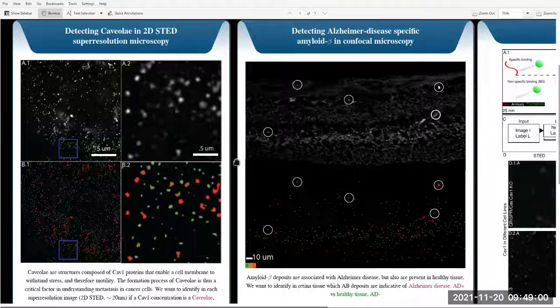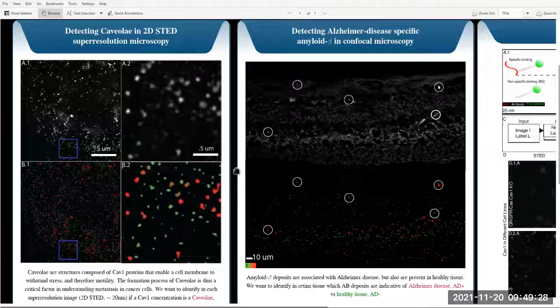I'd like to present to you quickly our work in using belief theory to automatically and adaptively detect objects in super resolution and confocal microscopy. So what you see here are the two use cases we applied our method on. On the left-hand side, we see a 2D STED super resolution image of a cancer cell.